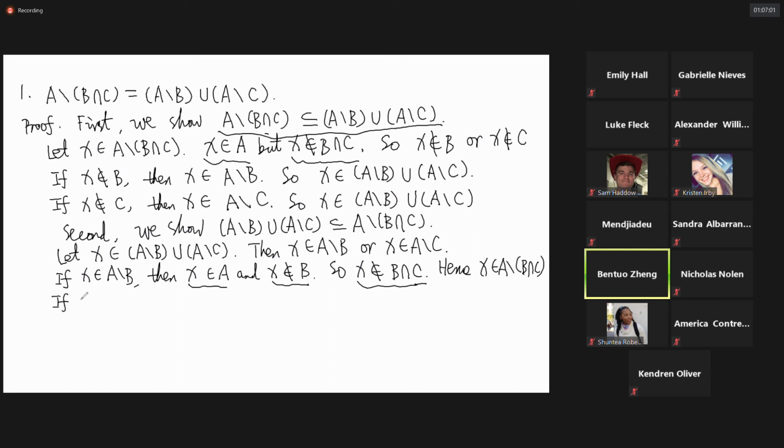Similarly, if X is in A minus C, then X is in A and X is not in C. So again, X is not in C, then X is not in a smaller set, B intersect C. And hence, because X is always in A, X is in A minus B intersect C. So we proved the left-hand side is a subset of the right-hand side, and second, we proved the right-hand side is a subset of the left-hand side. So we can claim, therefore, these two sets are equal.